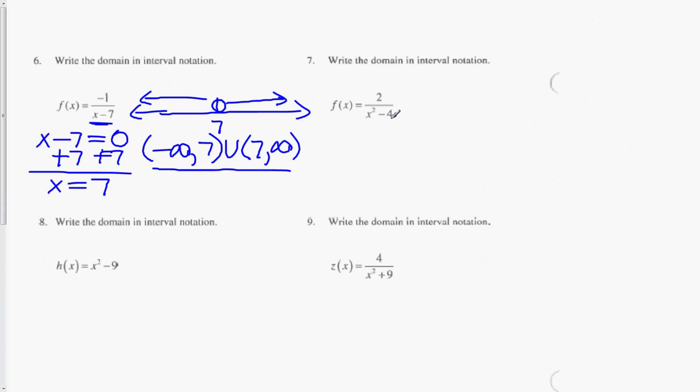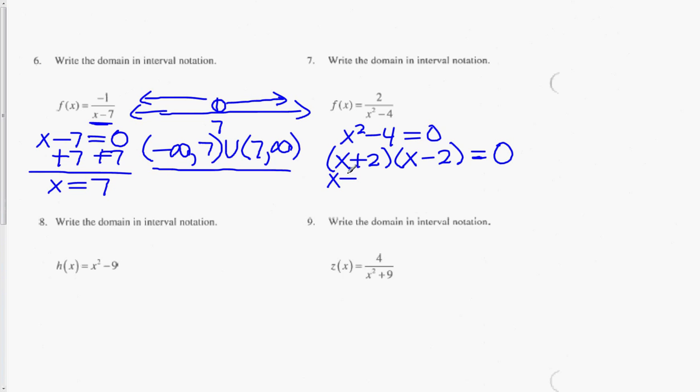Okay, on this next one, you've got x squared minus 4 in the denominator. Incidentally, we don't have to worry about numerators on domains because on fractions, we're worried about making that denominator a 0. So if I have x squared minus 4, I'm going to set it equal to 0. Let's factor it into x plus 2 and x minus 2. So some of you may be able to look at this and tell me the two numbers I'm going to have to stay away from.